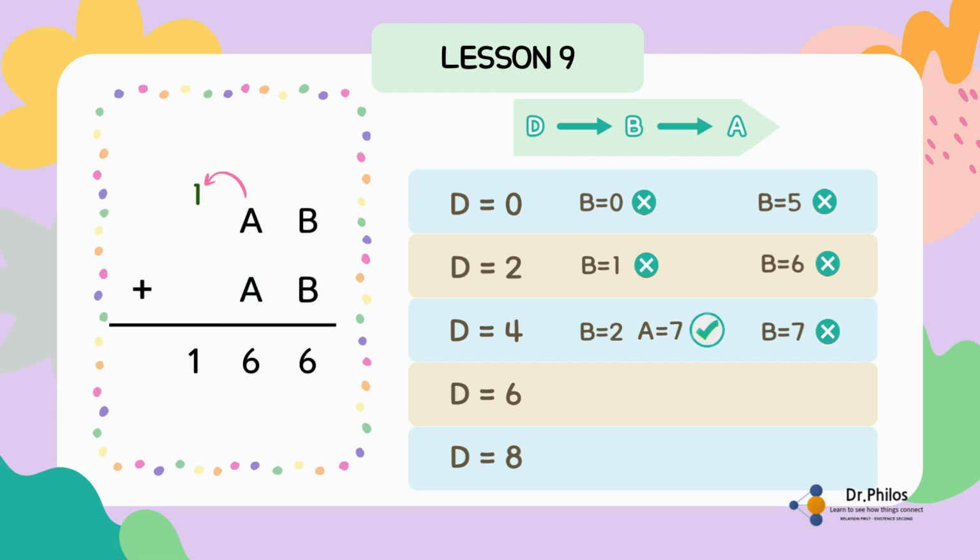If D is 6, B is 3 or 8. If B is 8, there's a carryover, so we cross it out. If B is 3, A is 8. If D is 8, B is 4 or 9. If B is 9, we cross it out. If B is 4, A is 9.